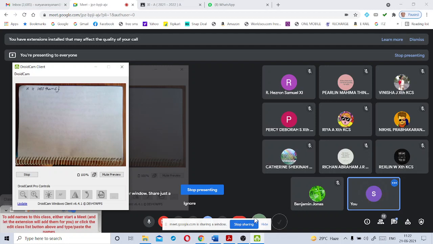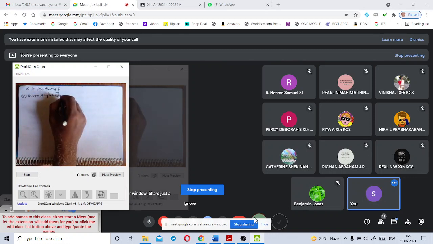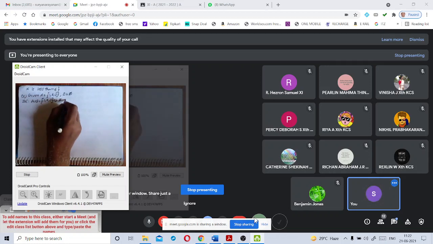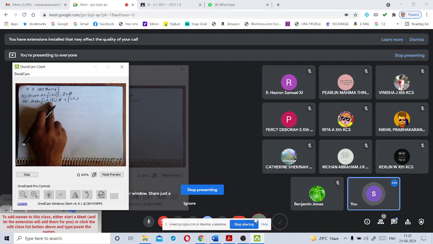Next question. Given A is equal to the set {1, 2, 3} and B is equal to {5}. Then what is the union of two sets, A union B? A union B is equal to {1, 2, 3} union {5}. Now can you tell me the union of these two sets? What are the elements in the first set? 1, 2, 3. We write the elements of the first set as it is.